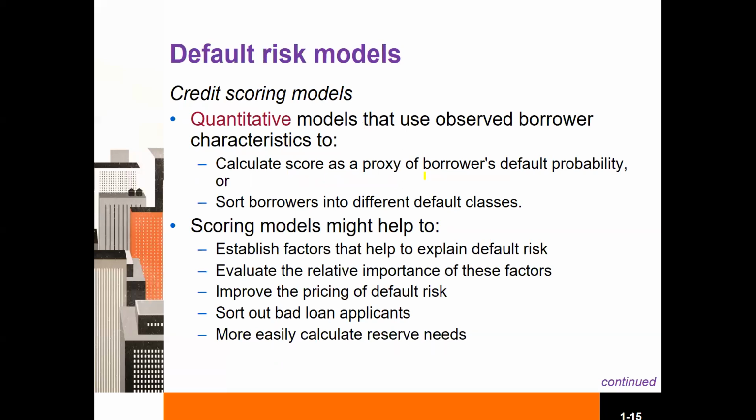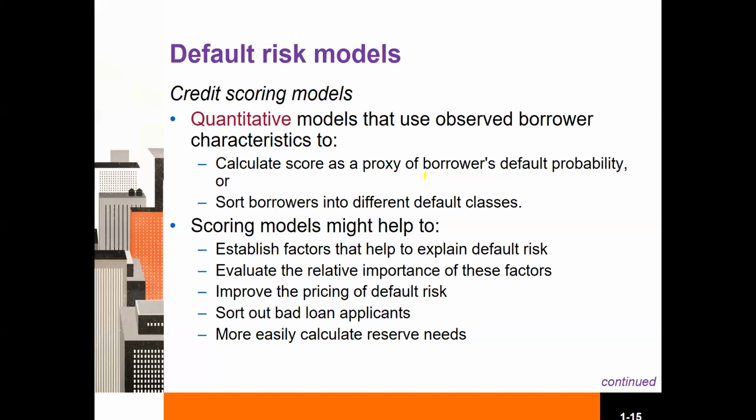Now, the quantitative models, you can see, use observed borrower characteristics to calculate credit scores. That's why they are typically known as credit scoring models. So credit scoring models use different characteristics of the loan applicant to calculate a score representing the applicant's probability of default. By doing so, the models sort borrowers into different default risk classes.